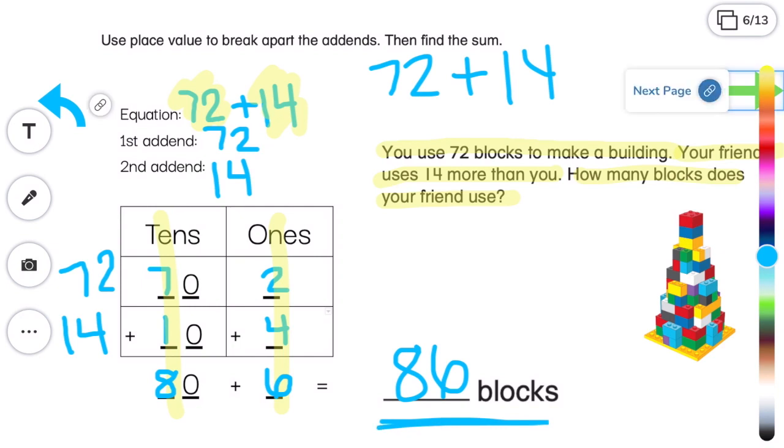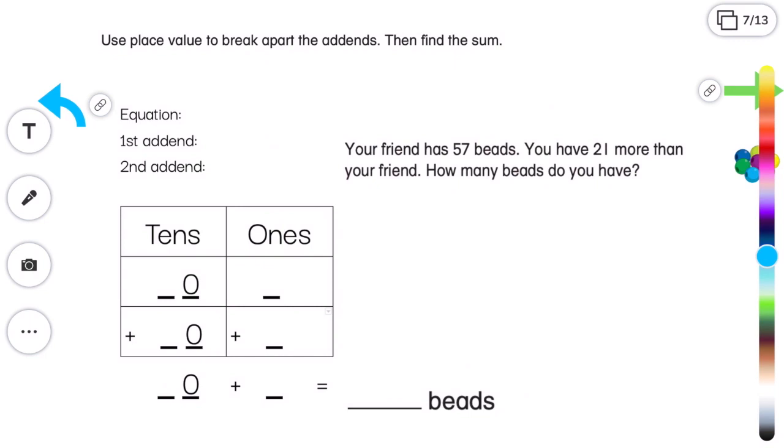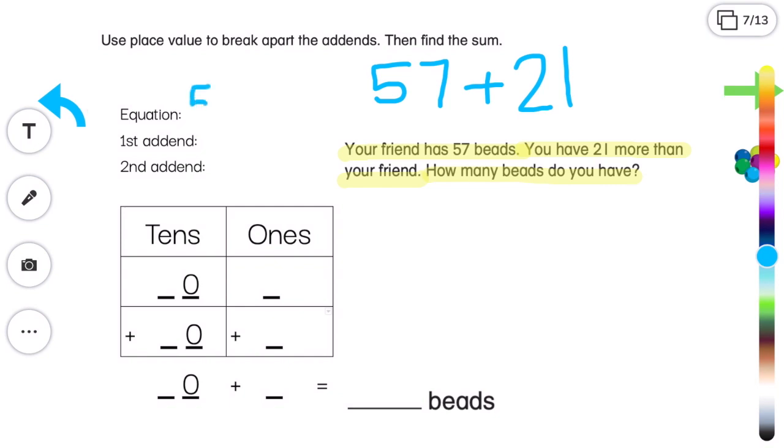One more. Your friend has 57 beads. There's the start of an equation. You have 21 more than your friend. You have 57 plus another 21. How many do you have? Our equation is 57 plus 21. Our first addend is 57, and our second addend is 21.